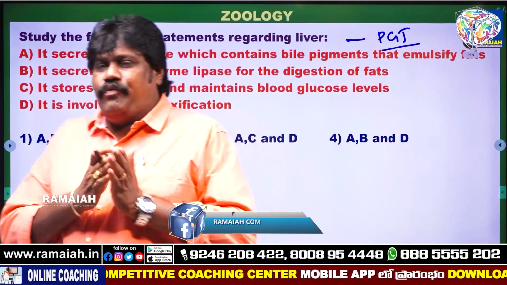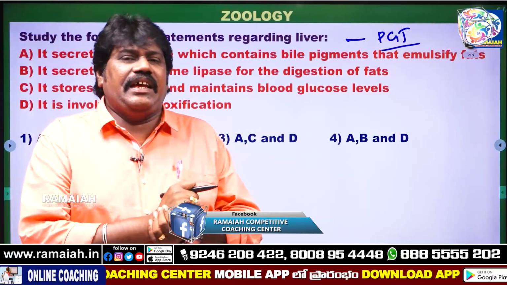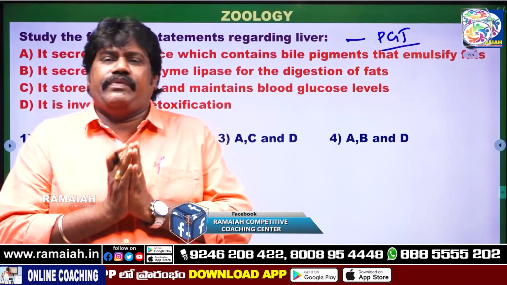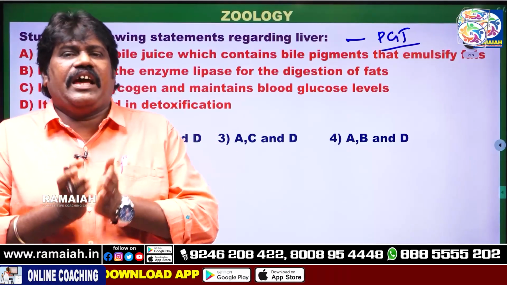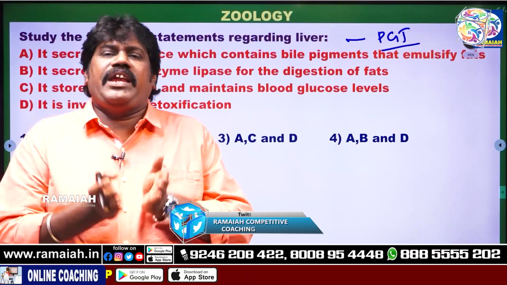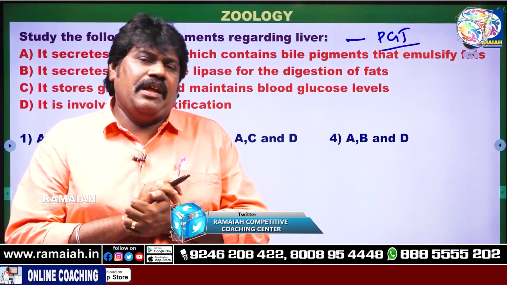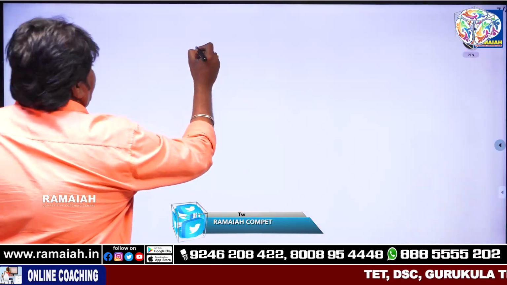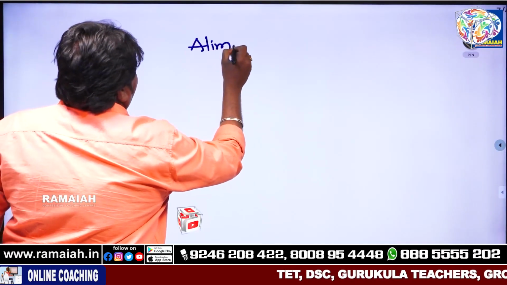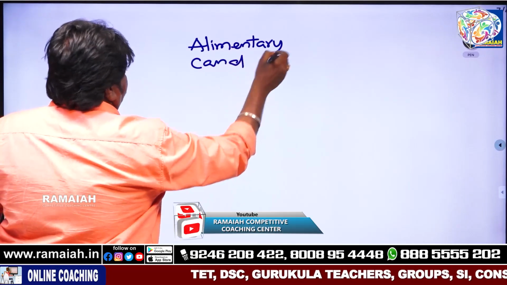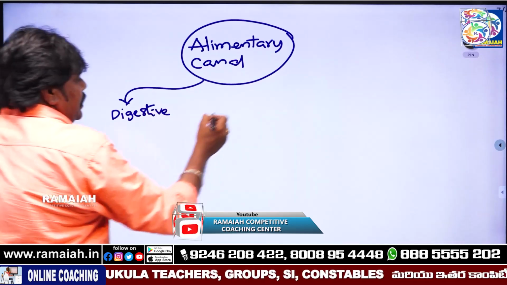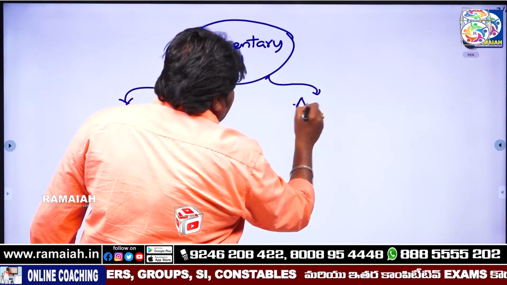In the four options, how can you select the right option? First of all, we know the alimentary canal of the digestive system. Now, in the alimentary canal, how many digestive glands and how many associated glands are present? Look here. It is the alimentary canal, with digestive glands and associated digestive glands.